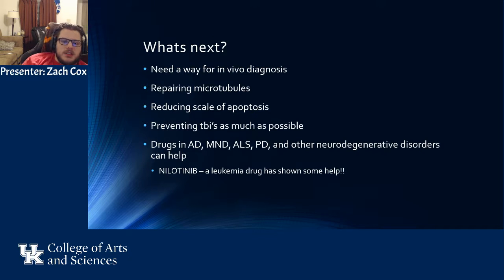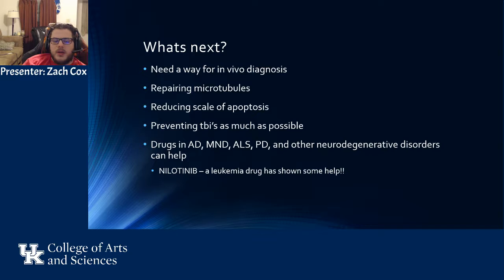So what's next for CTE? What's the next thing that we've got to do? We need to find a way for in vivo diagnosis, so that we can examine the problem before it gets worse. We need to find ways to repair microtubules, or find an answer to: can we do that? Are we able to repair microtubules? Are we able to reattach that tau? Or is it impossible?